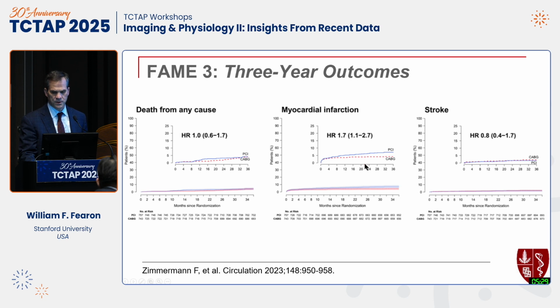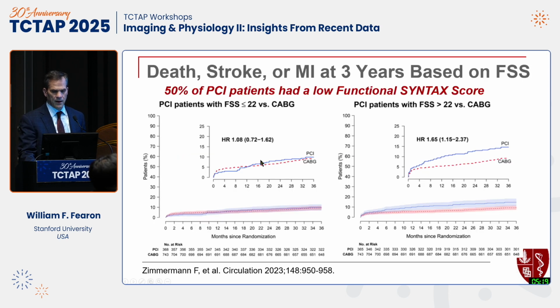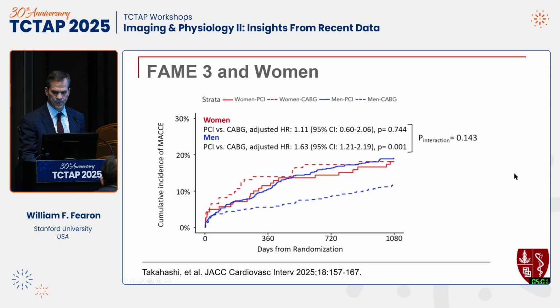This was due to a difference in MI. You see that death was identical between the two groups, and stroke slightly favored PCI. When we apply the functional SYNTAX score to the 3-year outcomes, we again see that in the low functional SYNTAX group, so half the patients, they have identical outcomes with respect to death, stroke, or MI at 3 years, whereas in the high group, the CABG patients fare better.